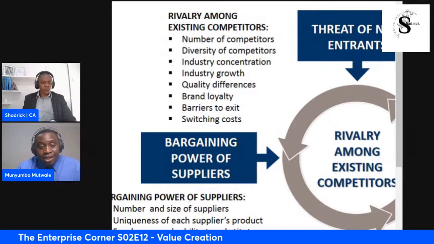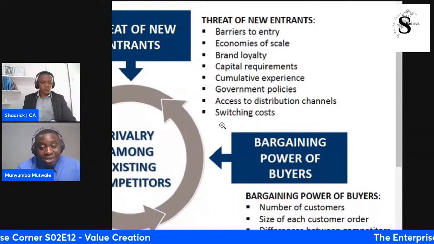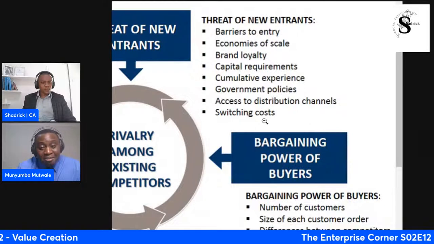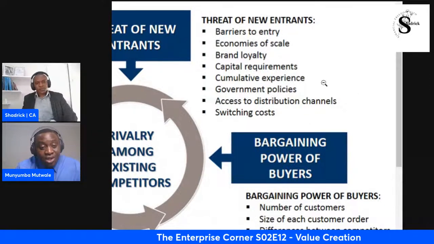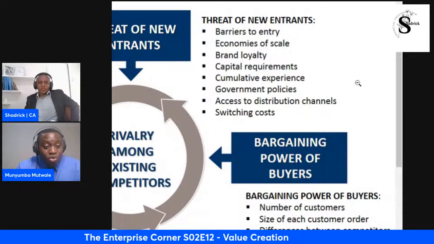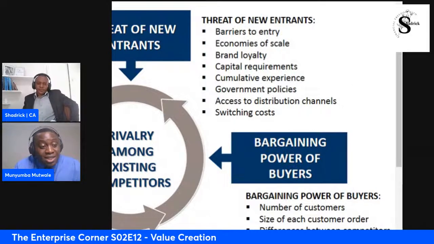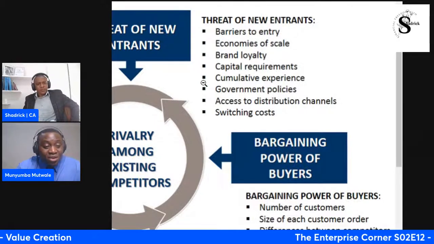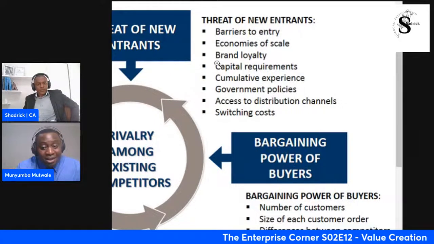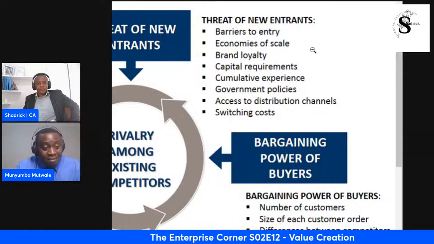And finally, there's always new people who can come into your industry. Okay, always remember that. What's the threat of new people? Are there barriers to entry, like regulations? Do regulators put licensing fees that are really high? Remember, I always say, one of the things that causes inflation is regulators blocking people from entering. Are there economies of scale?